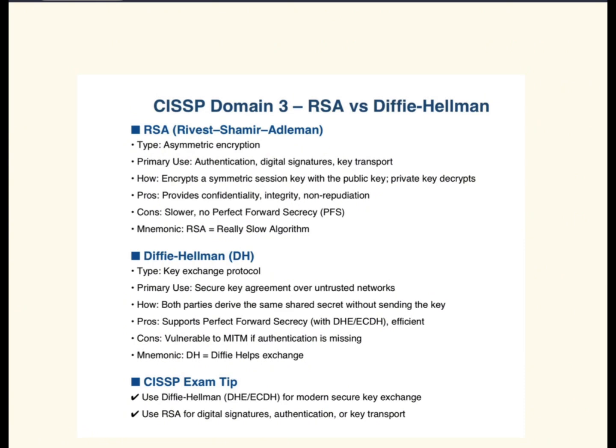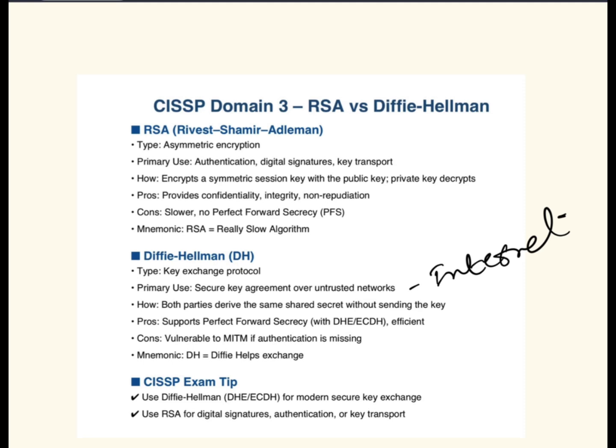Second one is Diffie-Hellman, very commonly used. It's a key exchange protocol. Primary use: secure key agreement over an untrusted network. Untrusted network means it could be over the internet, right? So when we do a secure key exchange or secure key agreement, both parties derive the same shared secret without sending the key, right?